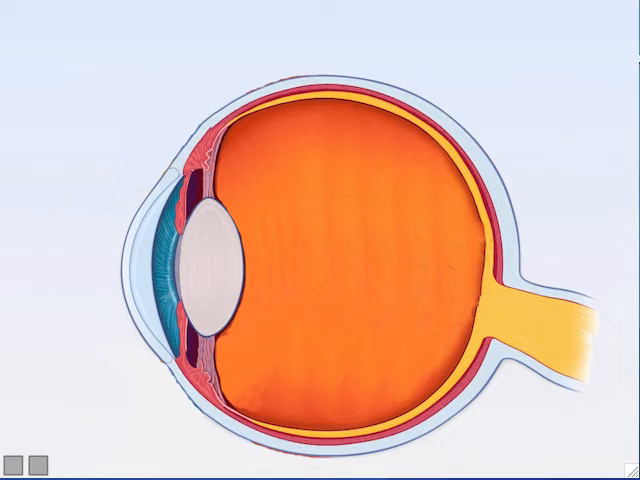Okay, so let's begin with the outer tunic. Most of the outer tunic is a white-colored, dense connective tissue, and we call that part of the outer tunic the sclera. Remember that dense connective tissue is a tough and leathery tissue, so the sclera basically makes a tough and leathery protective coating on the outside of the eye.